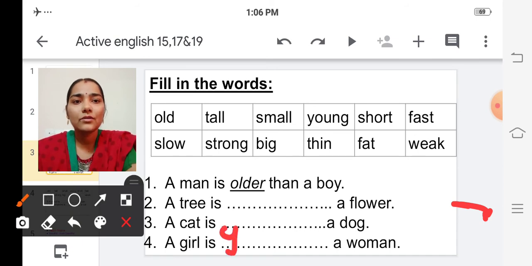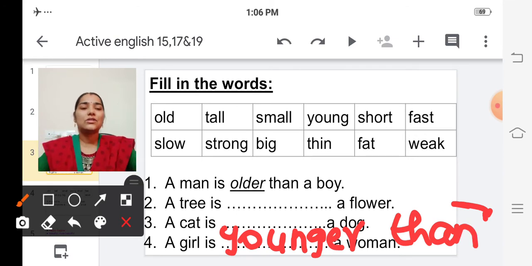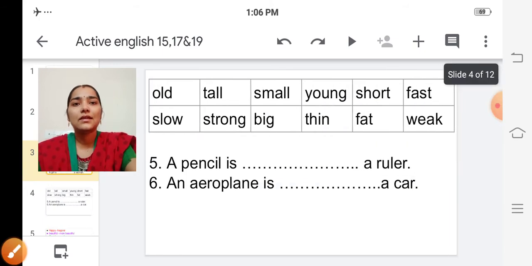Y-O-U-N-G-E-R. Younger than, T-H-A-N. A girl is younger than a woman. Okay, children? Is it clear? See the next one.